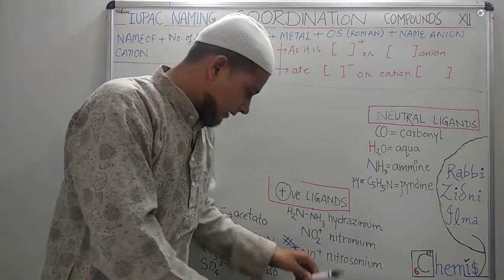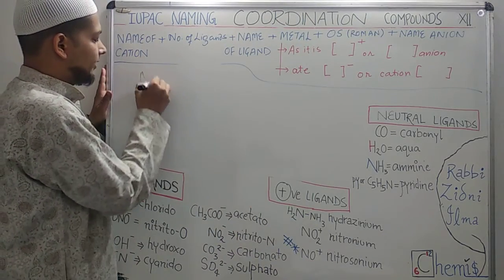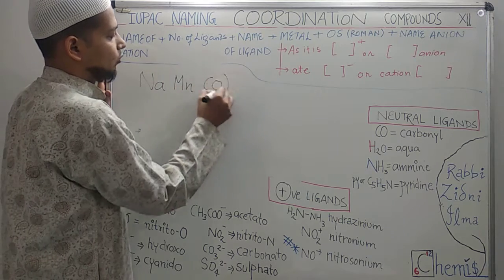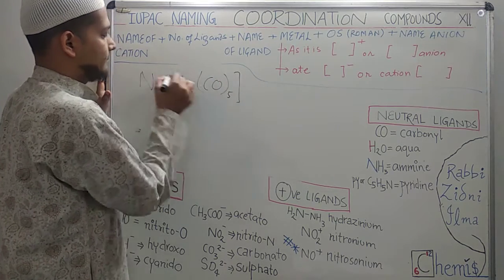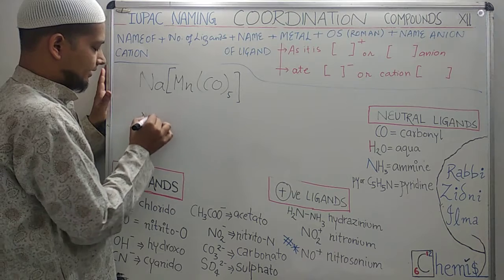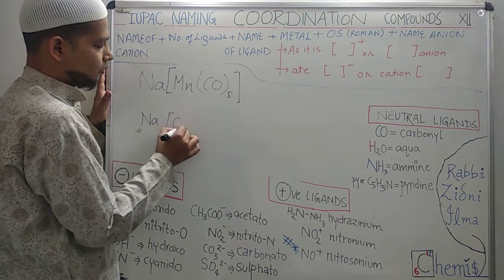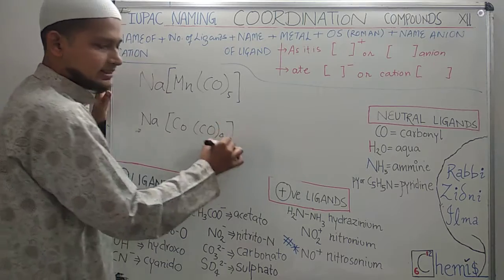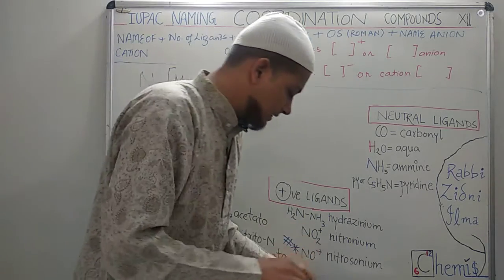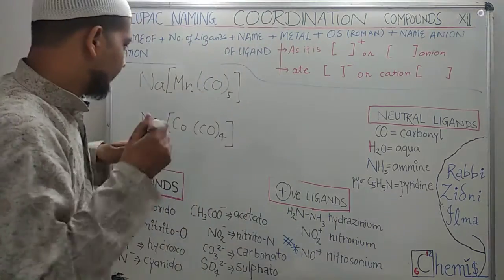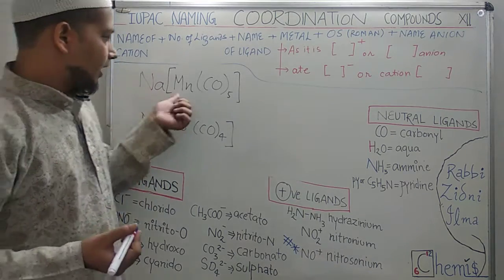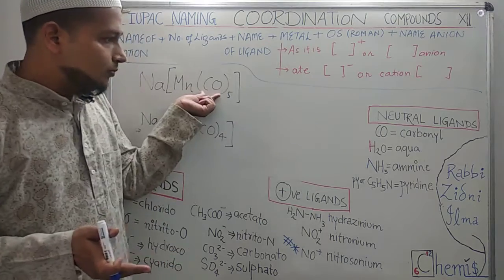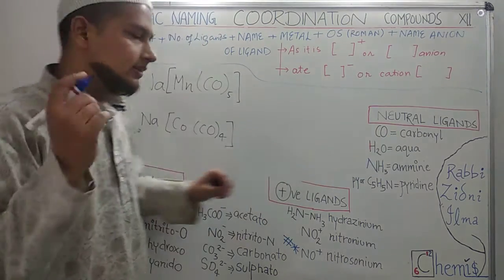So the next case we have is NaMn(CO)5. It is an interesting one because we haven't seen cases like this in our syllabus. Now look here, sodium, Mn, what do we name it? Manganese or manganate? This is CO. CO means carbonyl. So let us start.